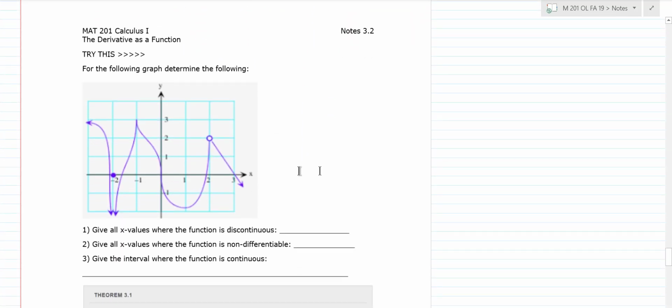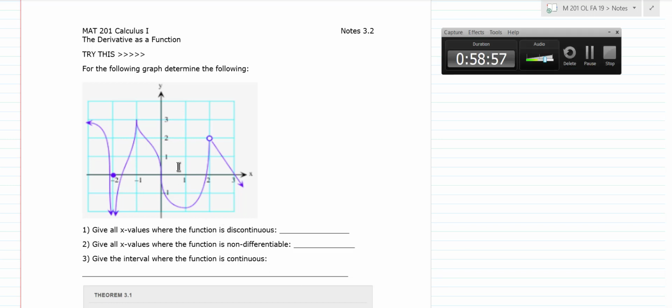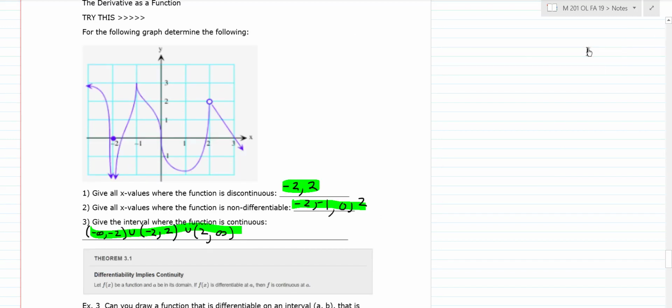Okay, so I'm going to have you do this little exercise real quick. On this, I gave you a graph. Just tell me the x values where it's discontinuous, the x values where it's not differentiable, and the intervals where it's continuous. Okay, so go ahead and check your answers on this. There's only 2 places where it's discontinuous. There's only 2 breaks in the graph. You have a vertical asymptote and you have a hole. Everywhere else, it's smooth and connected.